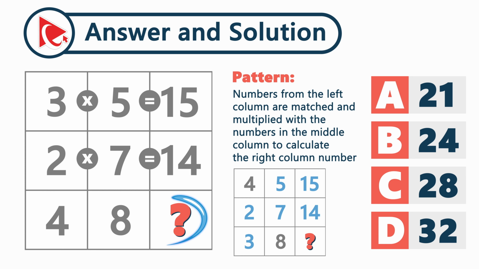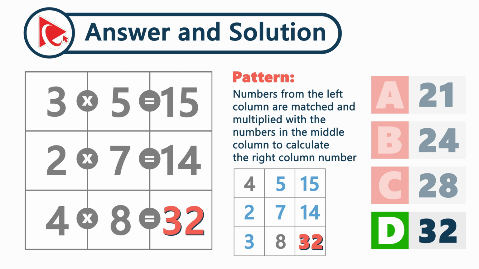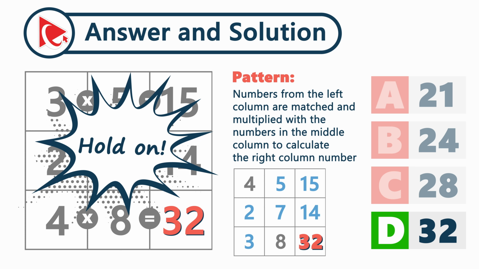So now it's the time to calculate the magic number. 4 multiplied by 8 equals 32. So the correct answer here is choice D, 32. Hold on! Are you ready for another round?